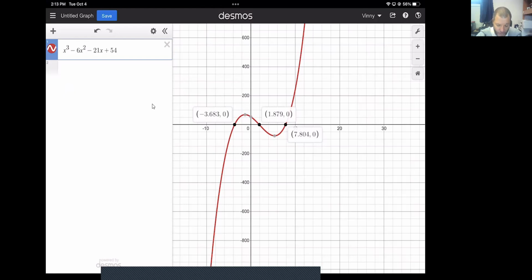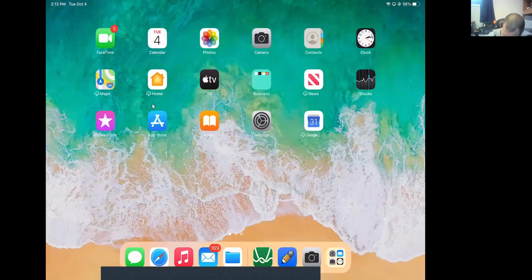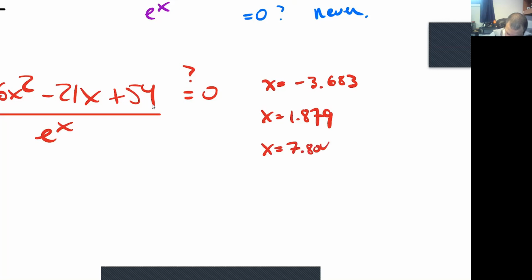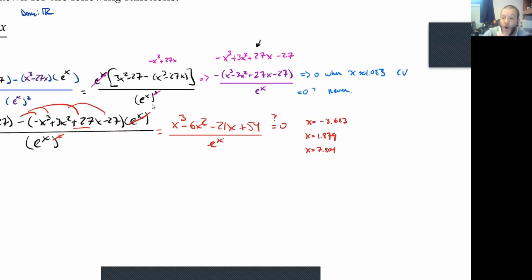Right, so we have these three solutions. x equals negative 3.683, 1.879, and finally, 7.804. Okay, so those are the places where our second derivative is zero.